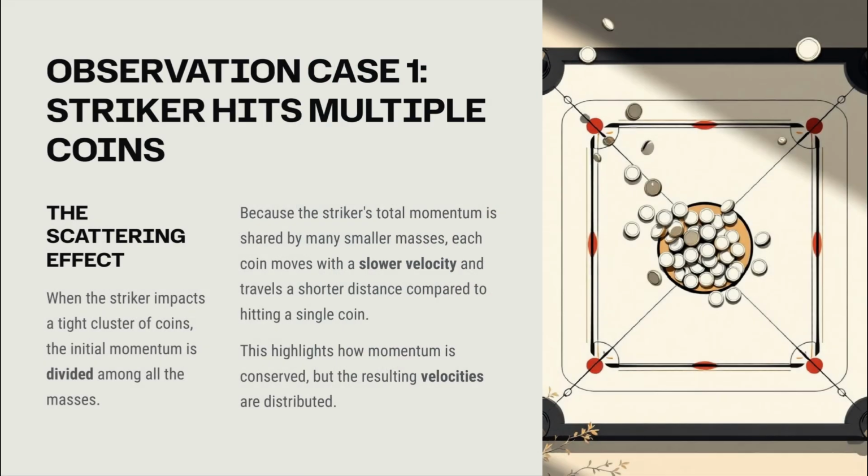We observe that the initial momentum is divided among all the masses, hence each coin moves with a slower velocity and travels a shorter distance. Now, we demonstrate the second scenario in which the striker hits a single coin.